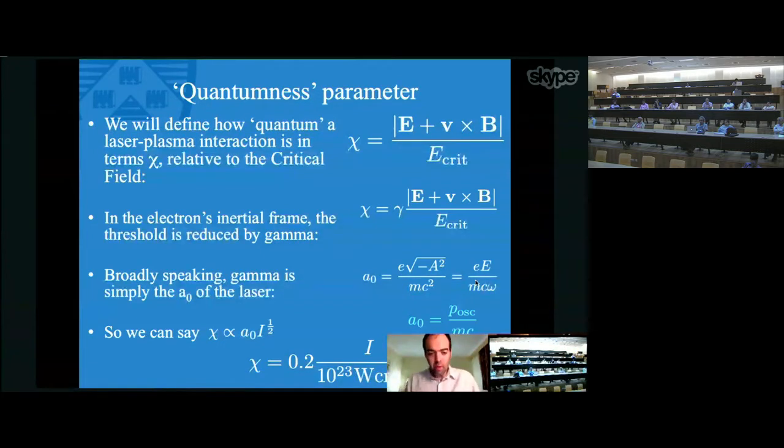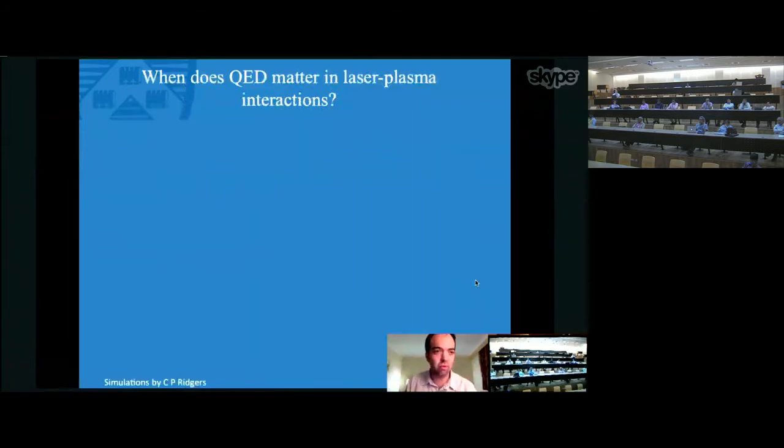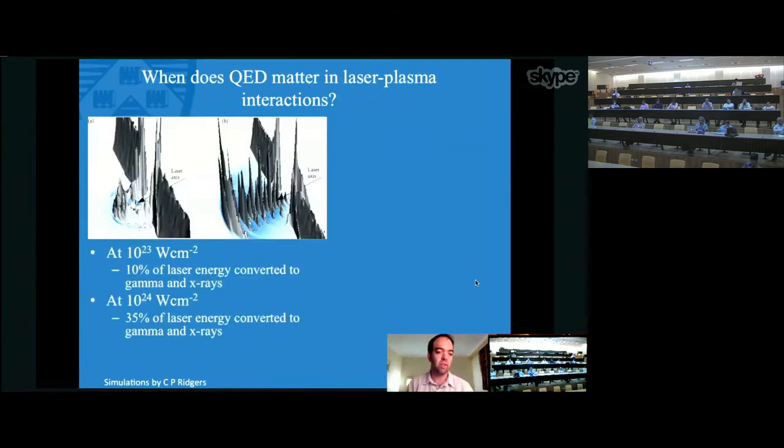So why do I think studying this chi parameter is interesting at all? Well, there was a paper written by my colleague at York, Chris Bridgers, and he suggested that from simulations, as the intensity of the laser reaches 10 to the 23 or 10 to the 24 watts per square centimetre, the oscillation of the electrons in the laser field becomes so extreme that they start radiating a large fraction of their energy as gamma rays.